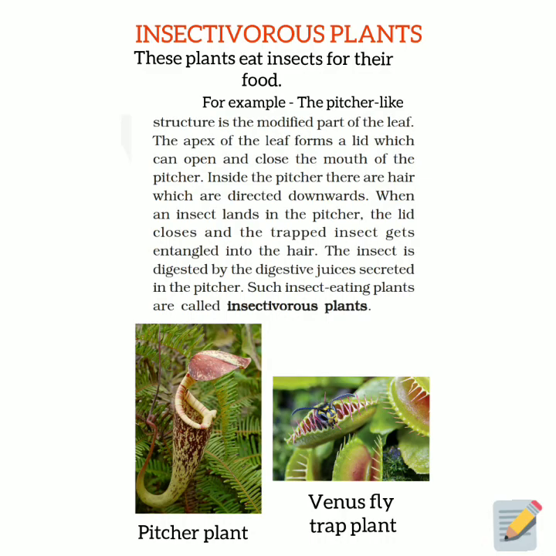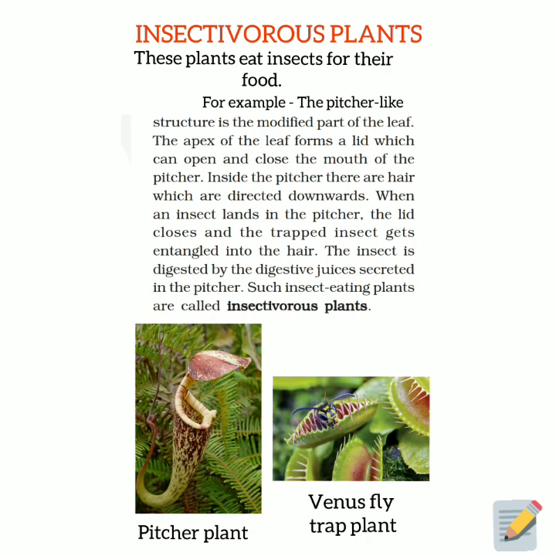So class, now the next topic that you can see is insectivorous plants. As you can see in the picture class, it is written as, these plants eat insects for their food. For example, a pitcher plant. Here the pitcher-like structure is the modified part of the leaf. The apex of the leaf forms a lid which can open and close the mouth of the pitcher.